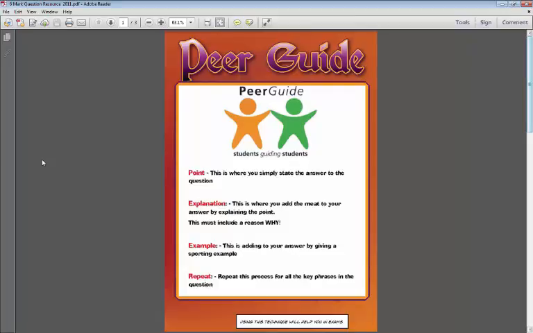Hi, and welcome to my 6 mark question teacher top tip. So before doing a 6 mark question, I would suggest using a peer guide.